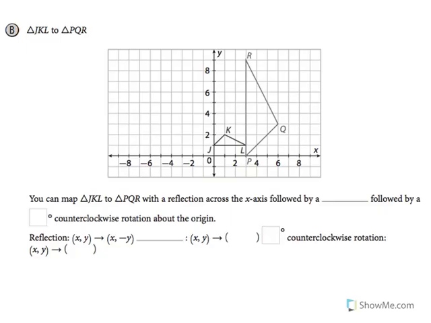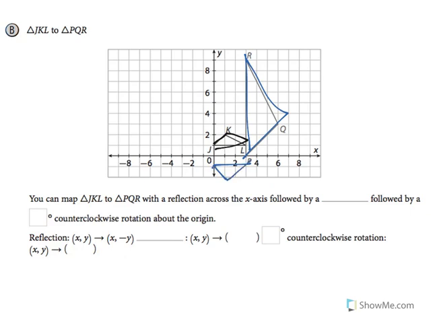Okay, let's go on to part B. We have JKL, and we want to map this onto PQR. We say that we can map triangle JKL to triangle PQR with a reflection across the x-axis. So now that means that we have the point here.